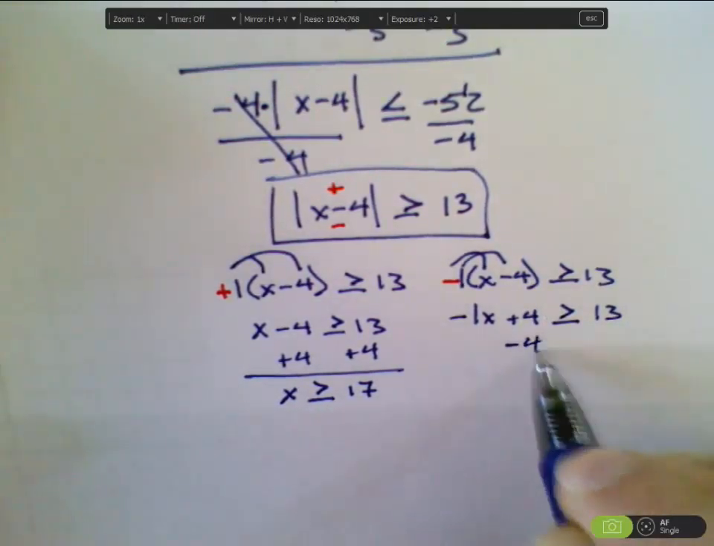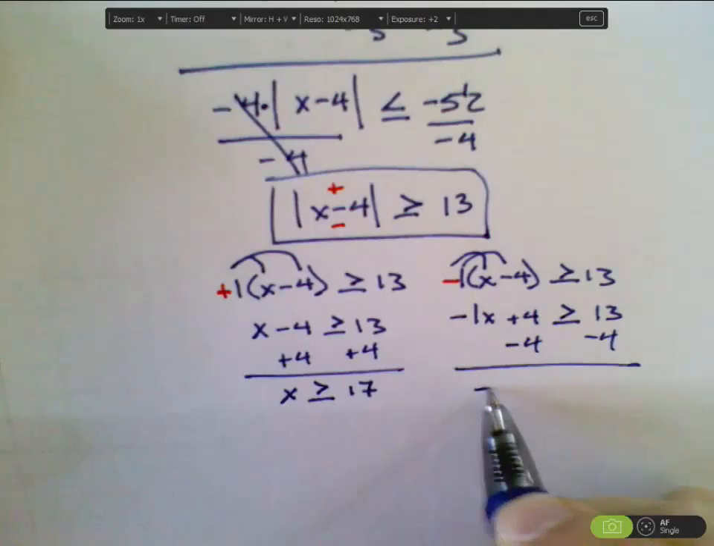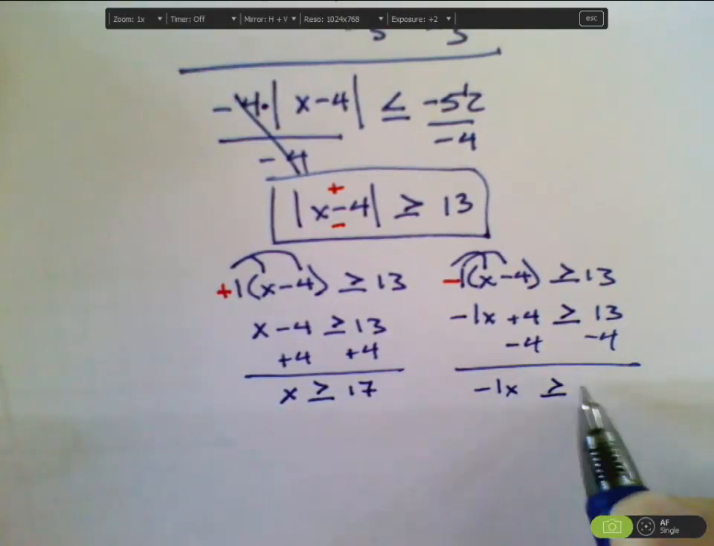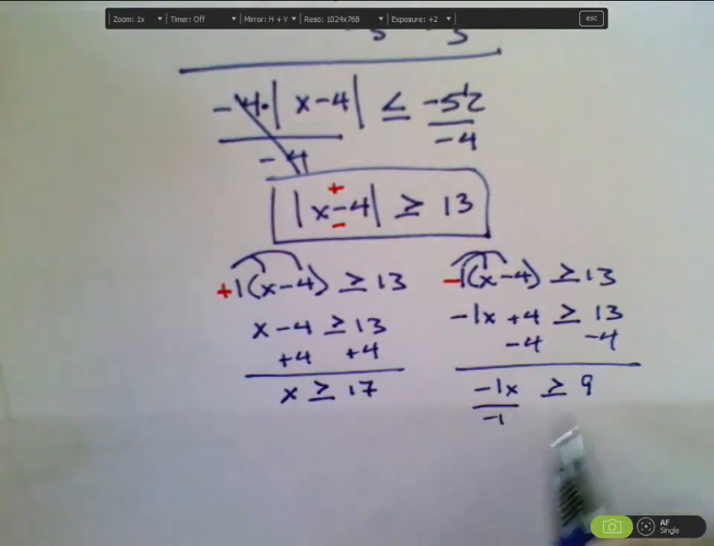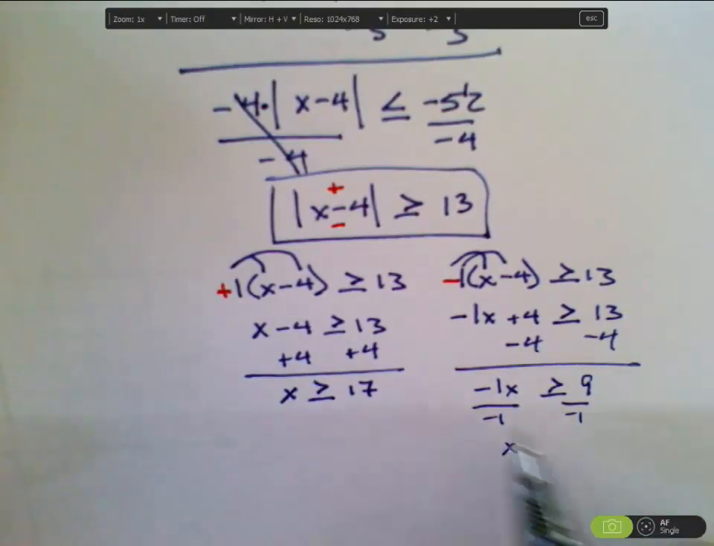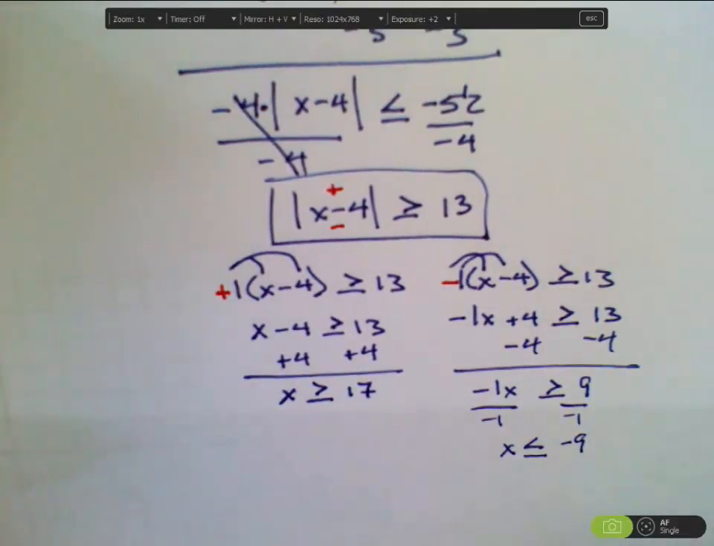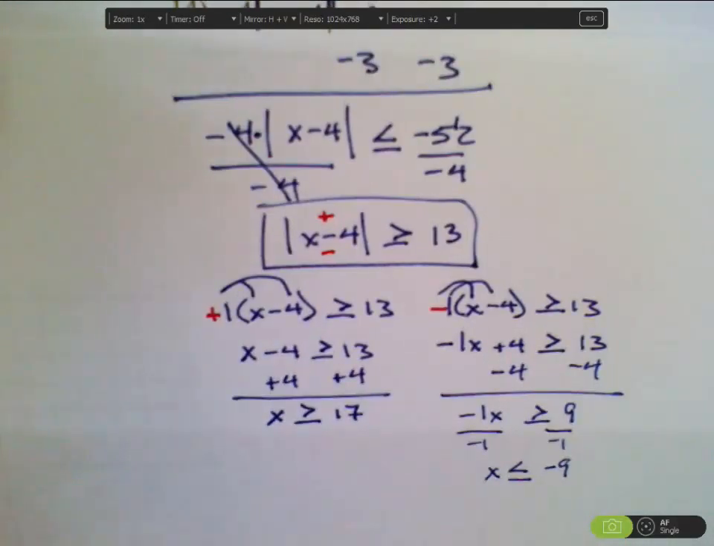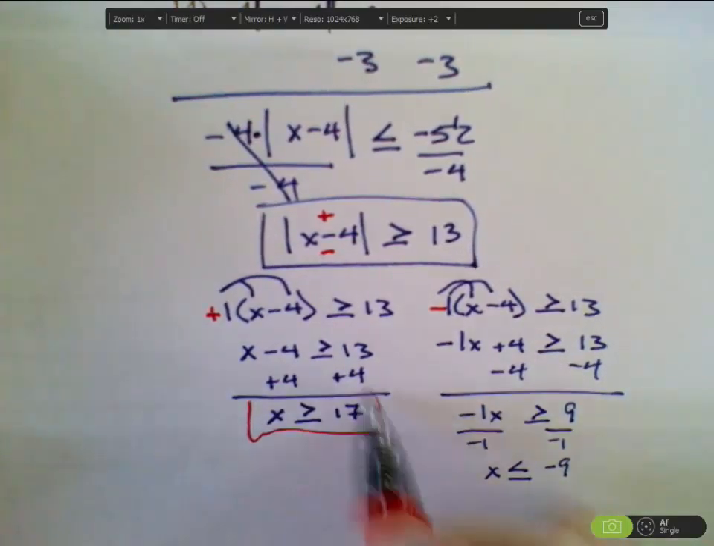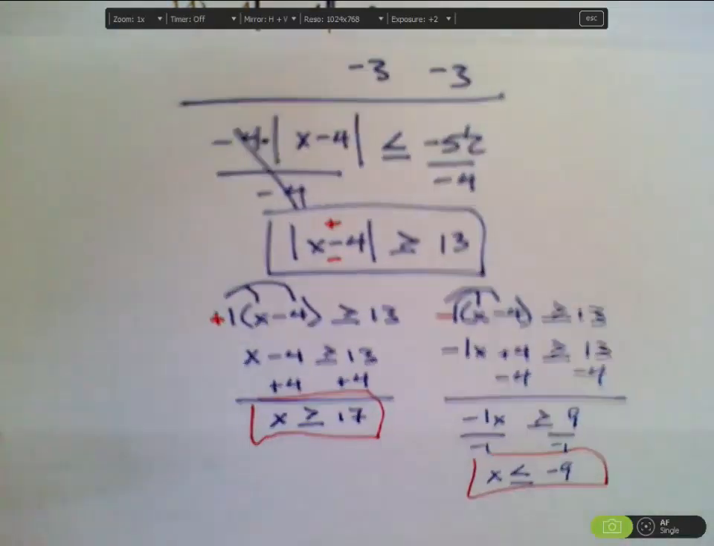Here I subtract 4. -1x is greater than or equal to 9. Divide by -1. Don't forget we're going to reverse the sign here to say x is less than or equal to -9. Okay? So those would be my two solutions. Those would be the two things that I would graph.